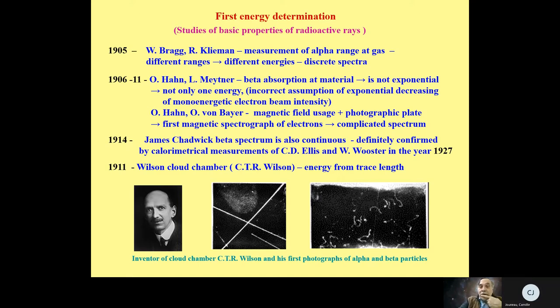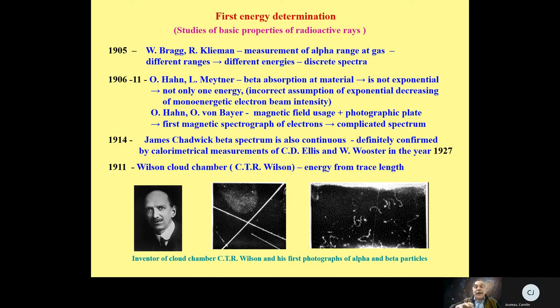How many objects will you obtain during beta decay? Three. And which will they be? The daughter atom, the beta, an electron or positron, and the neutrino. Exactly. That's perfect.